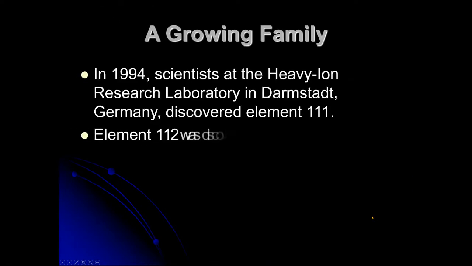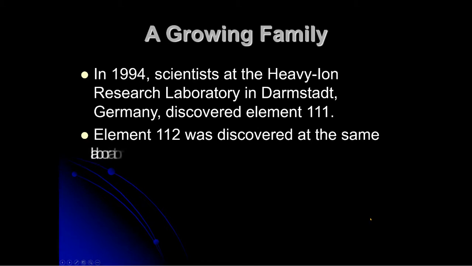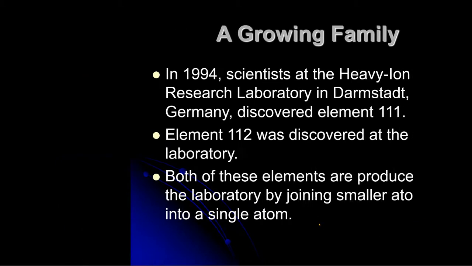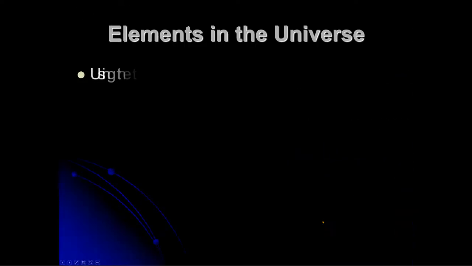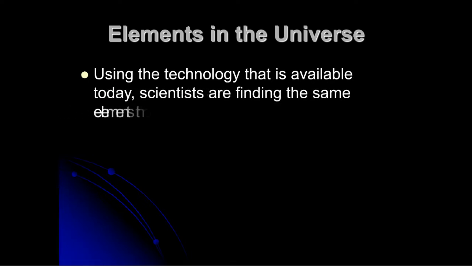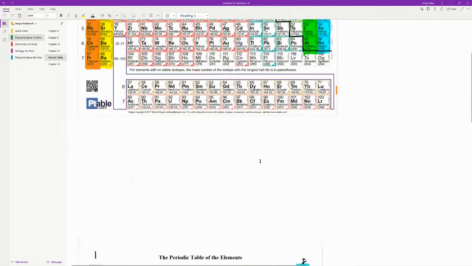In 1994, scientists at the Heavy Ion Research Laboratory in Darmstadt, Germany, discovered element 111. Element 112 was discovered at the same laboratory, as were 113, 114, and so on. Both of these elements are produced in the laboratory by joining smaller atoms into a single atom. And this is really key because they're going to start talking about the elements in the universe and the Big Bang. And you guys, I'm sure, know how I feel about the Big Bang, but let's just take a look. What they're getting at here is this.